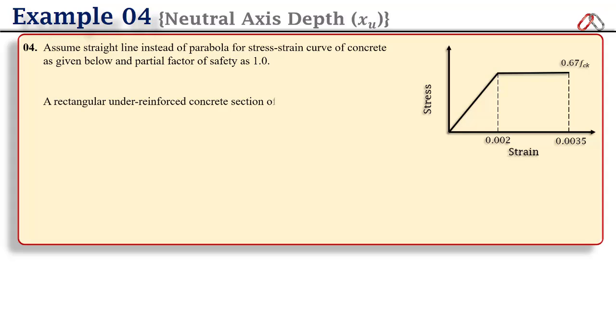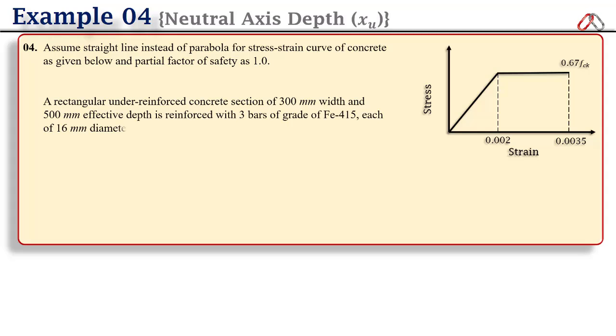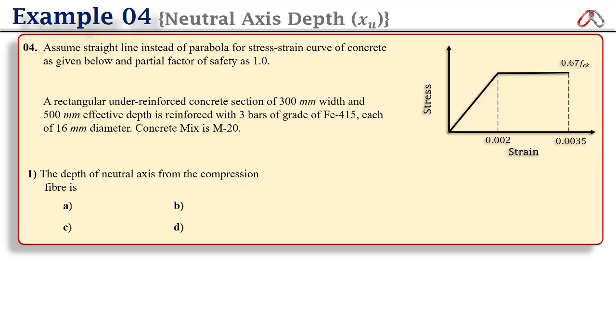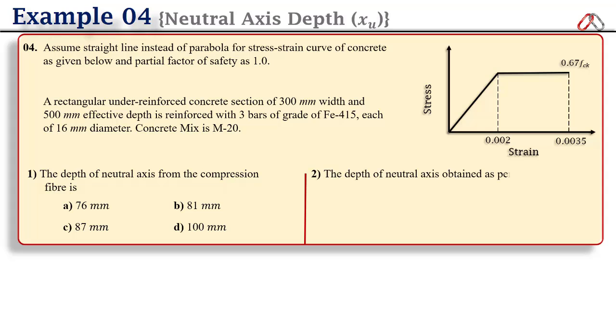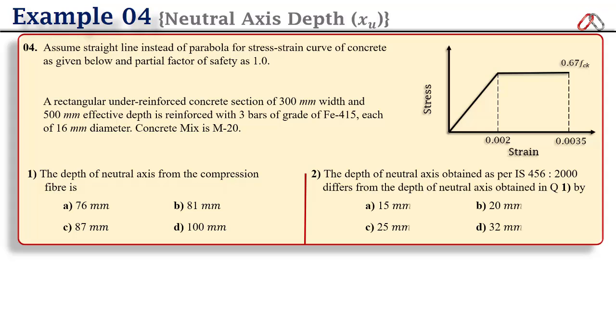A rectangular under reinforced concrete section of 300 mm width and 500 mm effective depth is reinforced with 3 bars of grade Fe415, each of 16 mm diameter, and the concrete mix is M20. So there are two questions. The depth of neutral axis from compression fiber, the options are here. On the other hand, the depth of neutral axis obtained as per IS 456 differs from the depth of neutral axis obtained in question number 1, and the options are here.